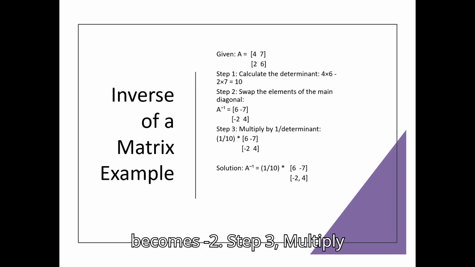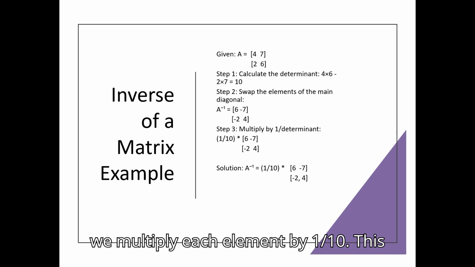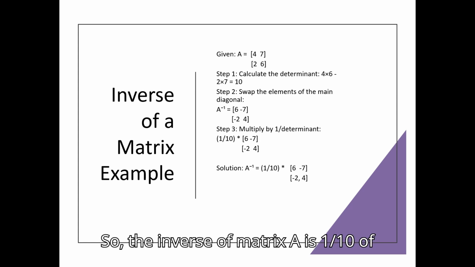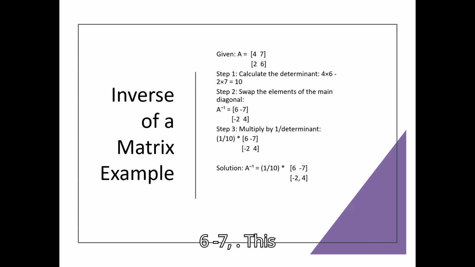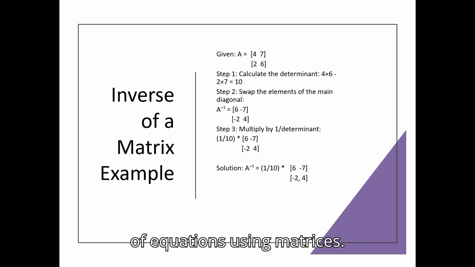Step 3. Multiply the entire matrix by 1 over the determinant. Since the determinant is 10, we multiply each element by 1/10. This gives us 1/10 of 6, -7, -2, 4. So, the inverse of matrix A is 1/10 of 6, -7, -2, 4. This process is important for solving systems of equations using matrices.